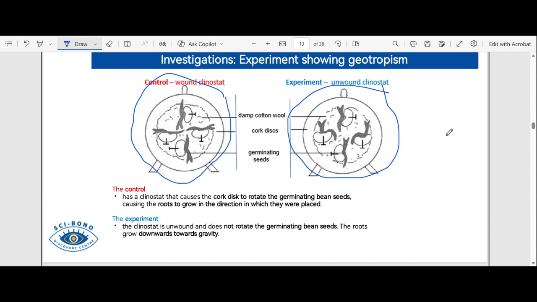So I hope that makes sense. Whenever they tell you that one plant was placed on top of a clinostat that is rotating, that plant is used as the control. Then the one on the clinostat that's not rotating is the experiment. That's the plant they're conducting an experiment on, just to see the effect of gravity or the effect of light with regards to a stem.